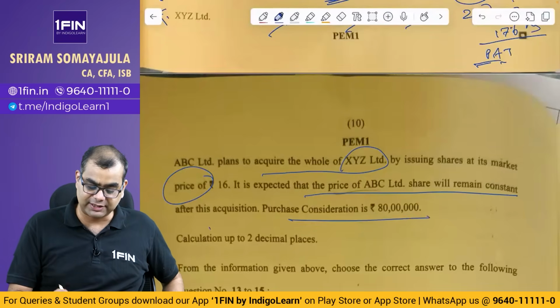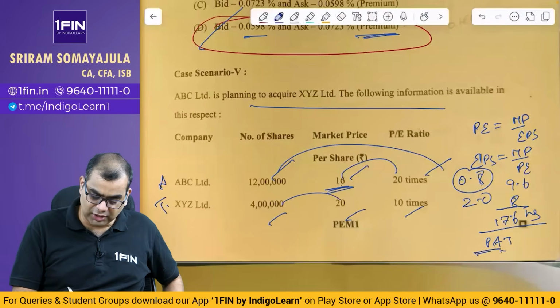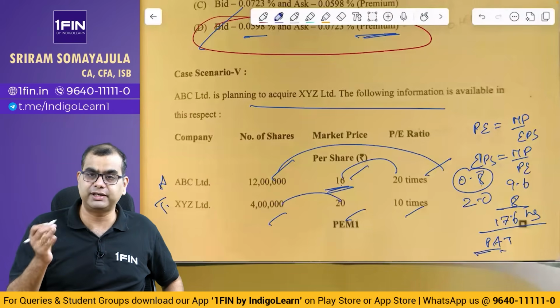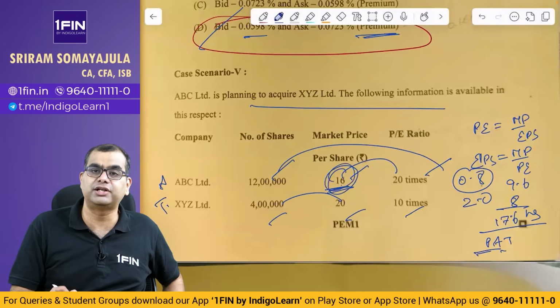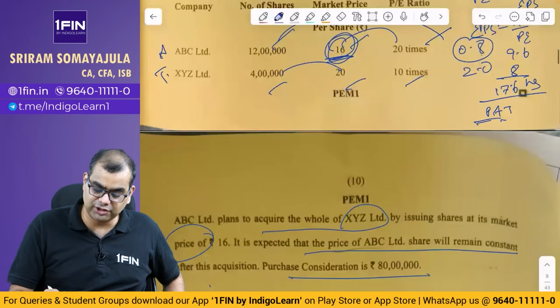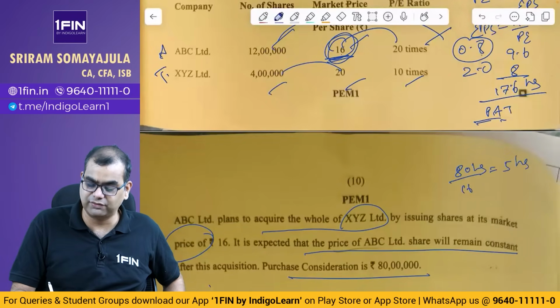Purchase consideration is 80 lakhs. ABC is acquiring XYZ at 4 lakhs into 20, which is basically 80 lakhs. They're acquiring it at market cap. Now this 80 lakhs, you are acquiring by issuing 16 rupees worth of shares. So how many shares will you issue? 80 lakhs by 16. It's basically 5 lakh shares. You have issued 5 lakh shares.